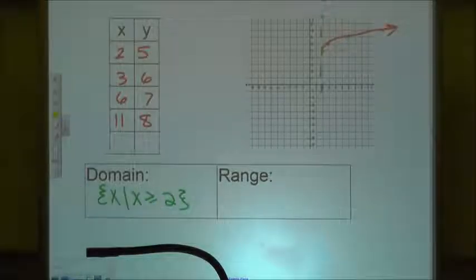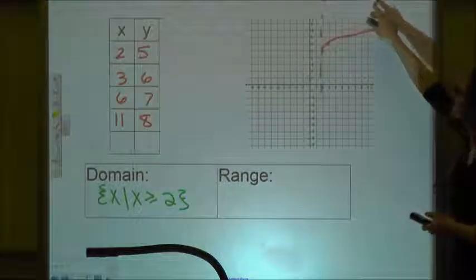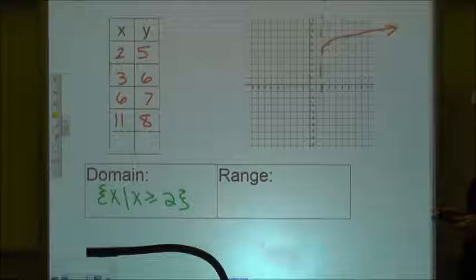If you would have actually solved it like we did this past time, you would have done x minus 2 is greater than or equal to 0. Solve for the x and you still would have gotten the same thing.